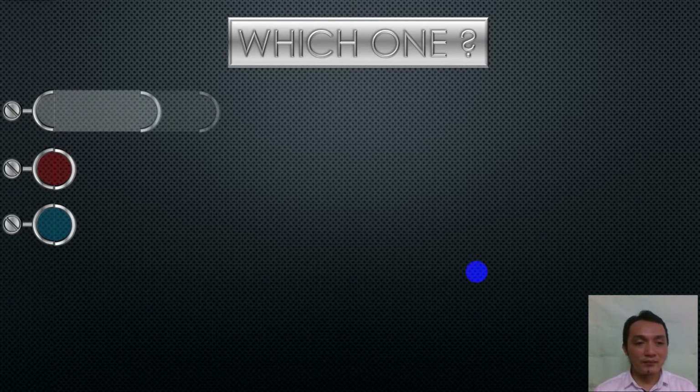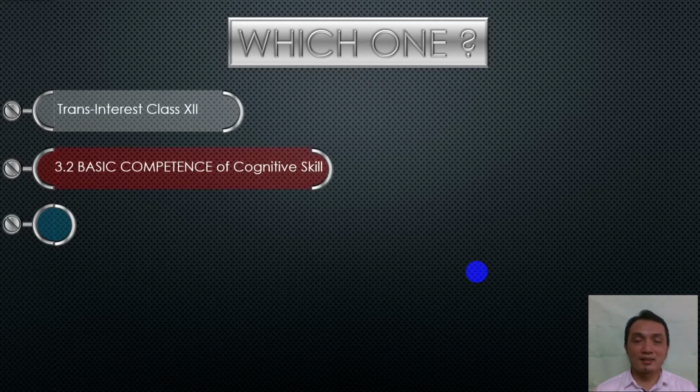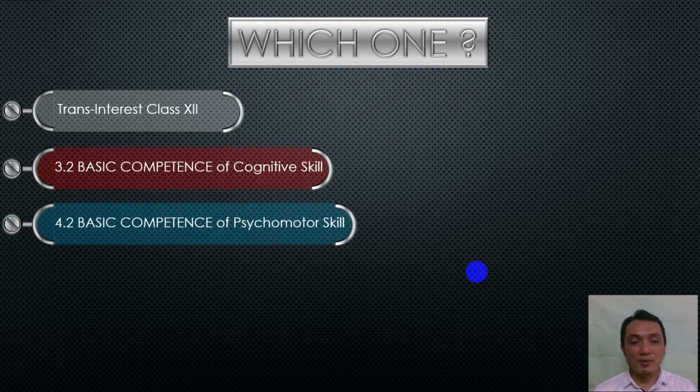Okay, and then the first thing I need you to know is that this lesson is taught in class 12, and it consists of 3.2 basic competence of cognitive skills and also 4.2 basic competence of psychomotor skill. What are the contents of the basic competence in cognitive and also psychomotor skill? Let's check this out.